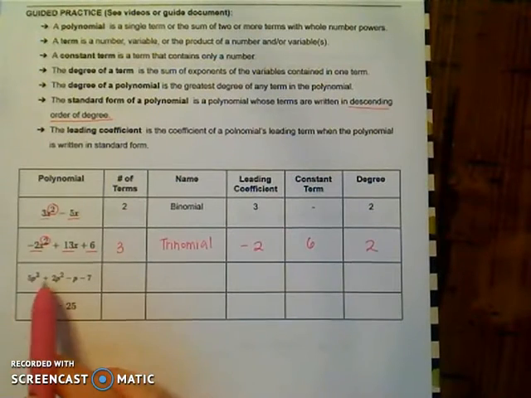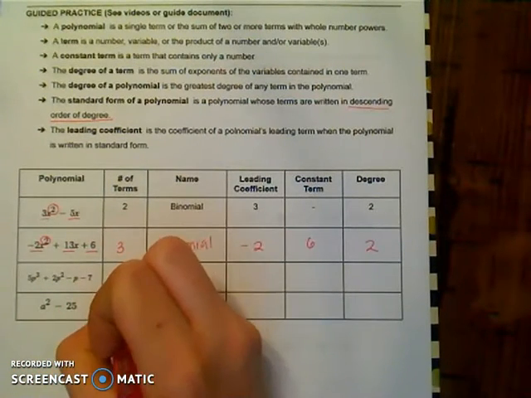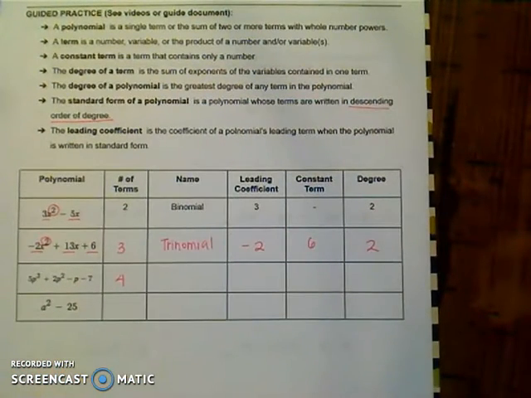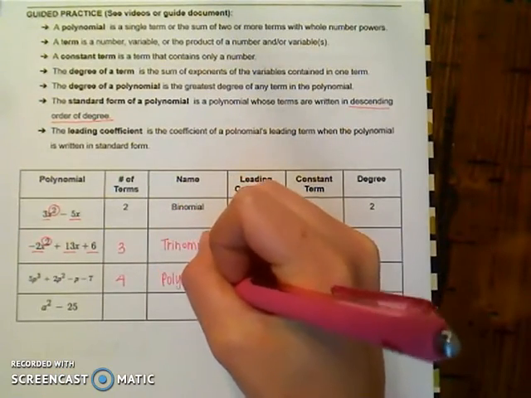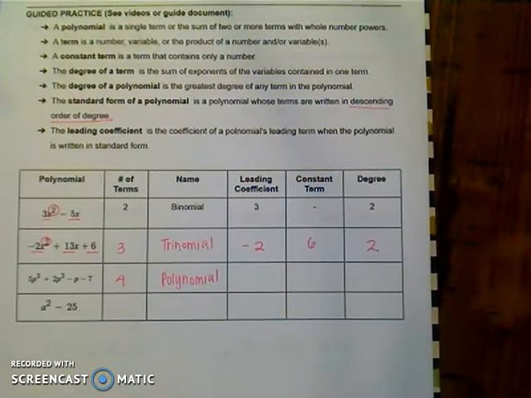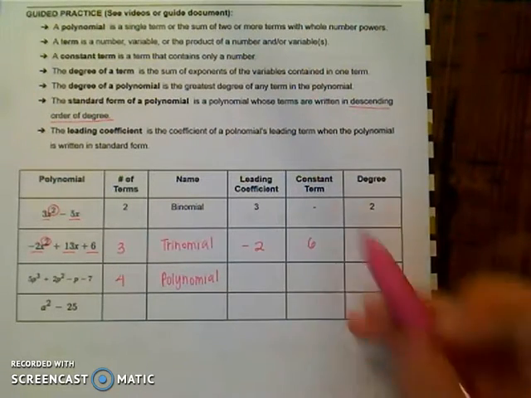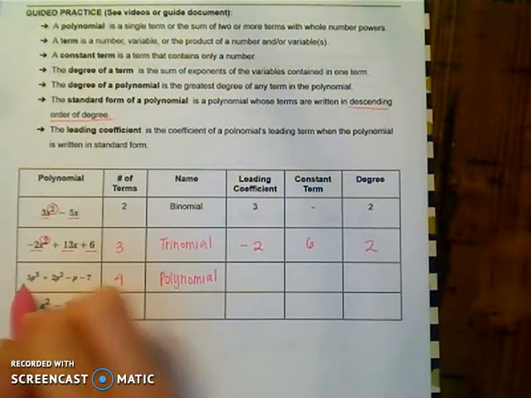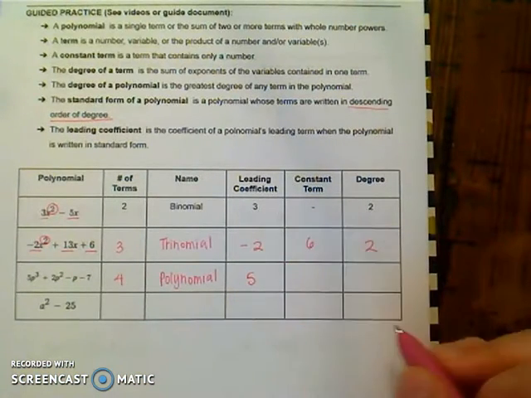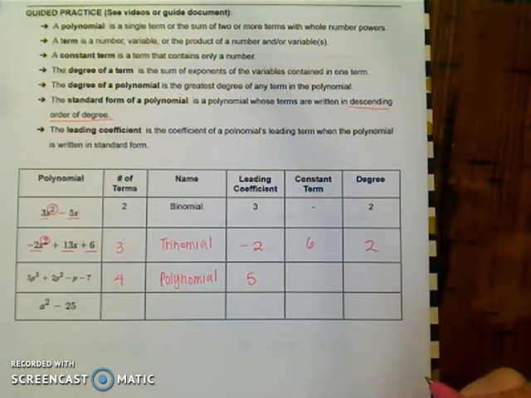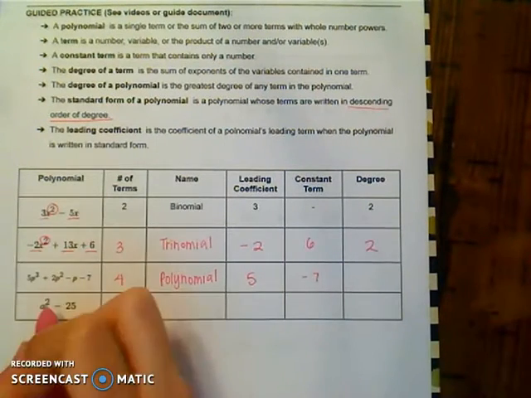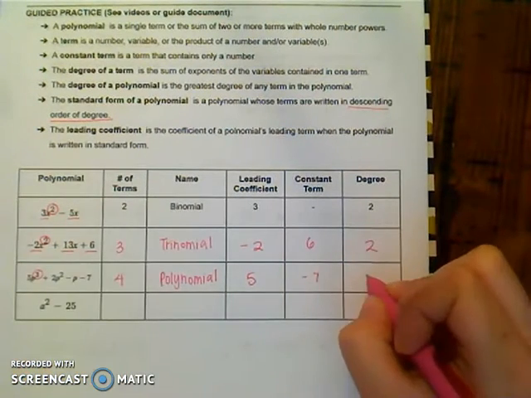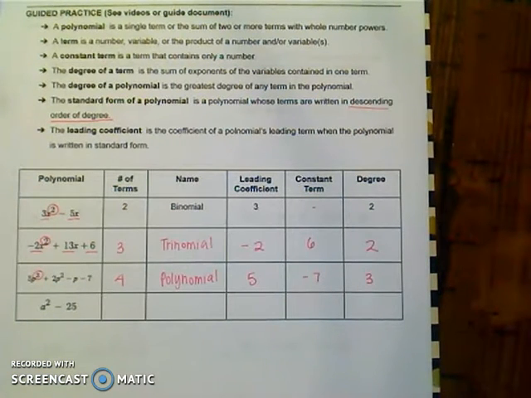How many terms? 1, 2, 3, 4. Now guys, a 4-term polynomial, we simply just call it a polynomial. Okay, we don't have a fancy name for a 4-term or even anything above 4 terms. Okay, so the leading coefficient here would be 5. The constant term, the term without a variable, would be -7. And then the largest exponent is a 3, therefore this polynomial has a degree of 3.